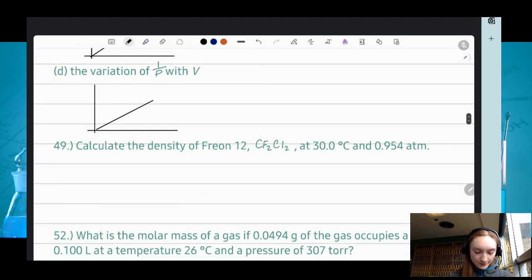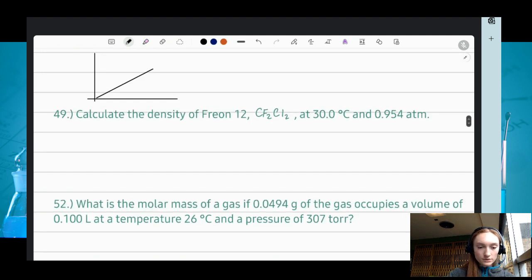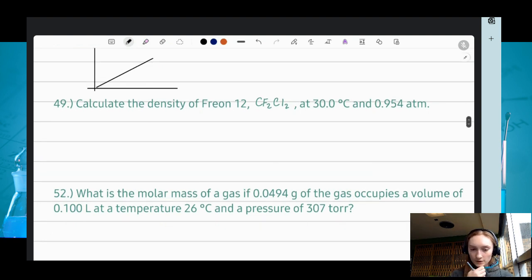Question 49. Question 49 says to calculate the density of Freon 12, this compound right here, at 30 degrees Celsius and at a pressure of 0.954 atmospheres. So this one is a little different because we can work with a shortcut equation, or you can first calculate the mass and then figure out the volume. But we're going to figure out the shortcut method.